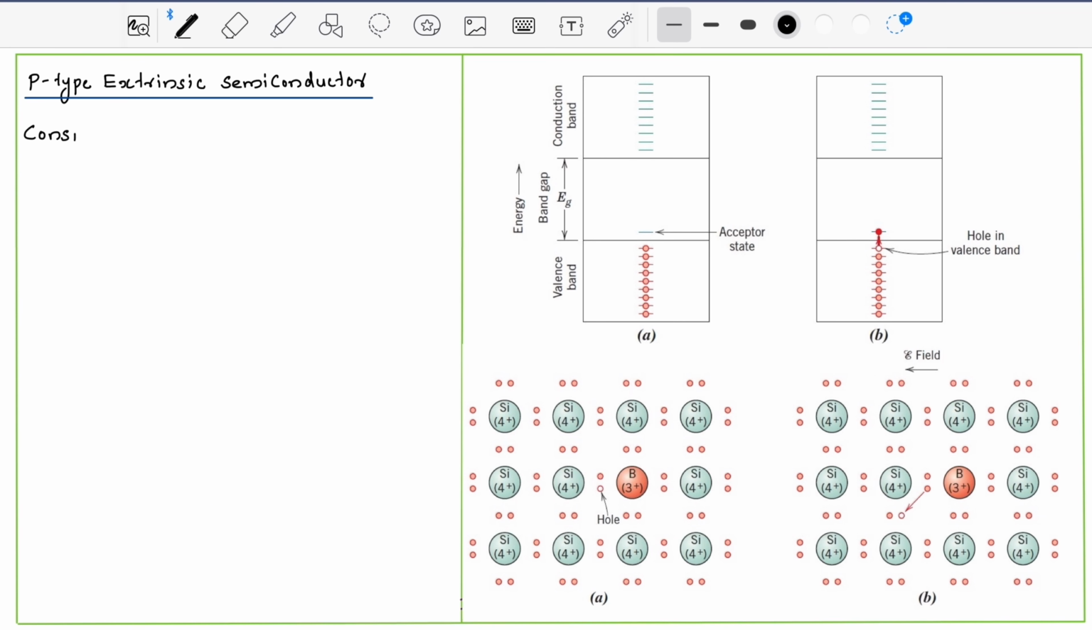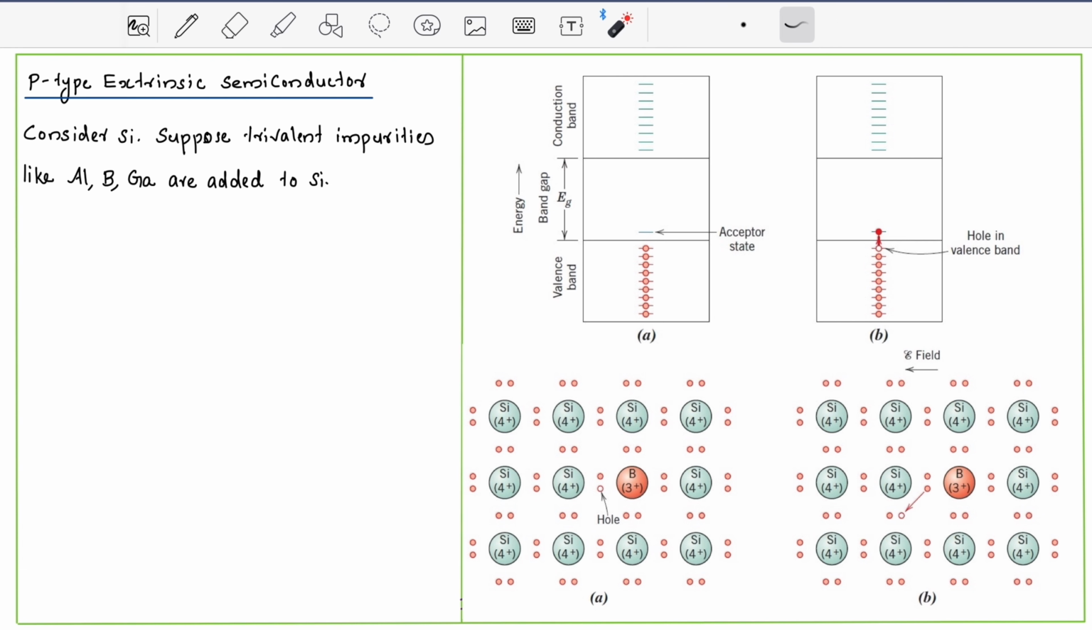Now let us discuss p-type extrinsic semiconductor. Once again consider silicon which has 4 valence electrons. Suppose trivalent impurities like aluminum, boron or gallium are added as substitutional impurity into silicon. This is represented in the figure. Here we have used boron as the impurity.